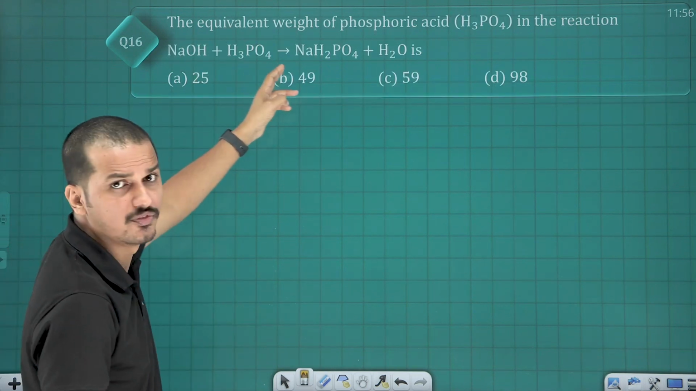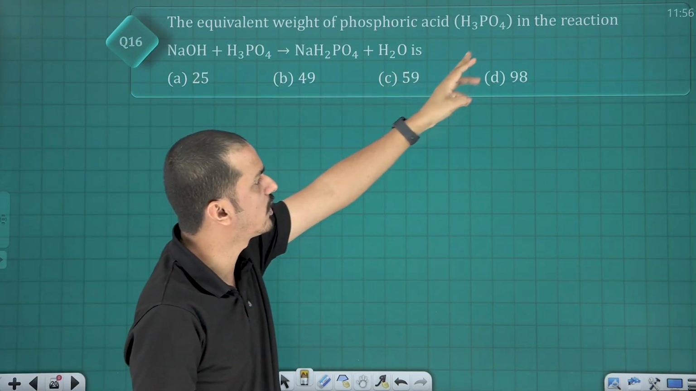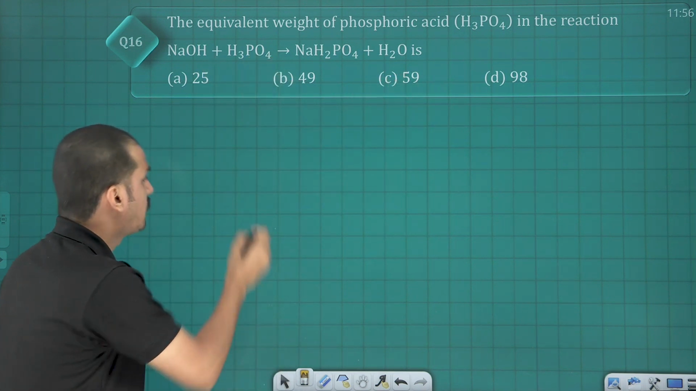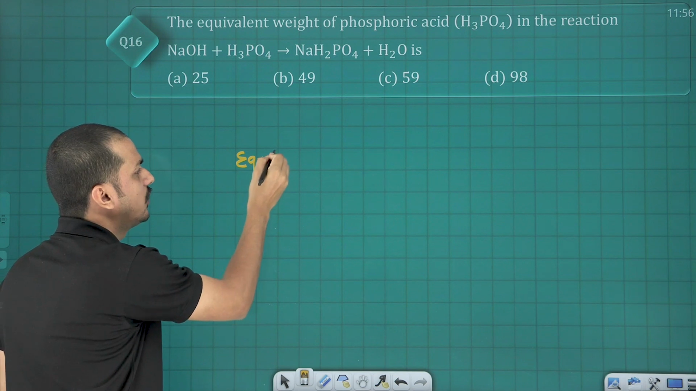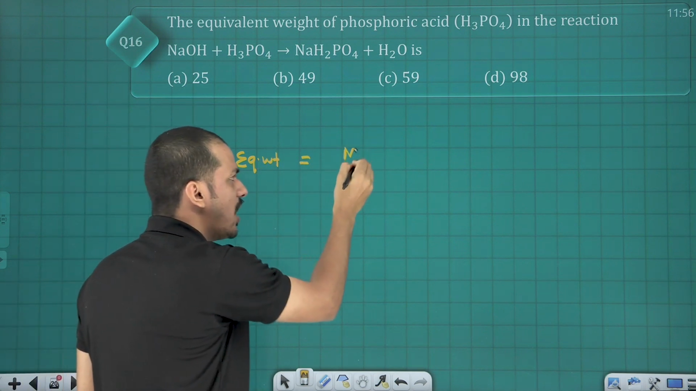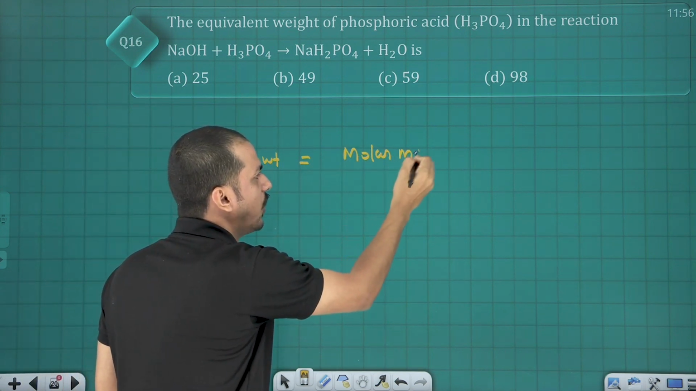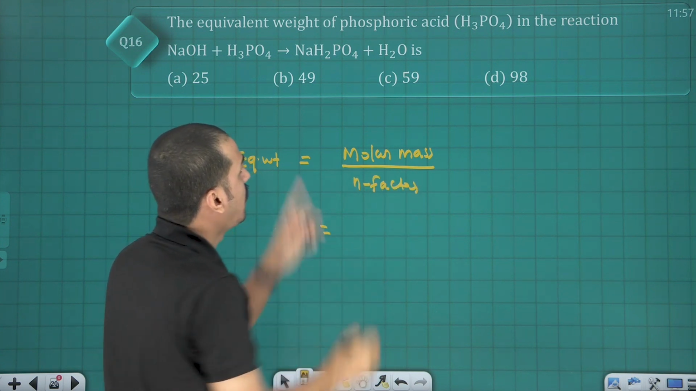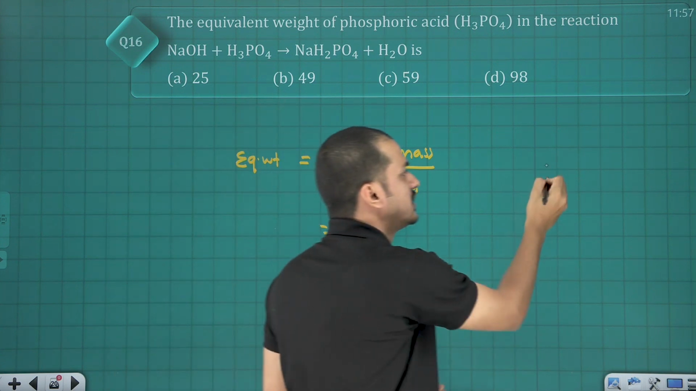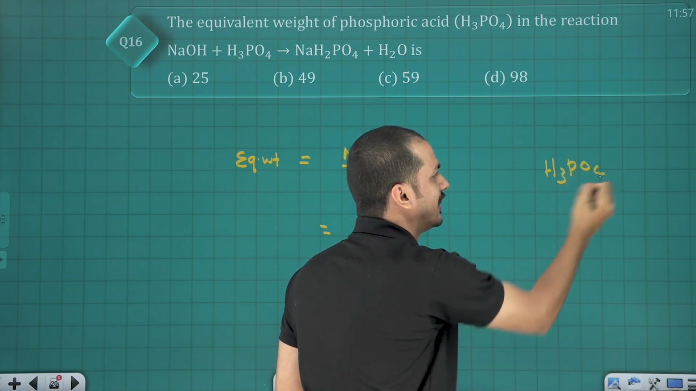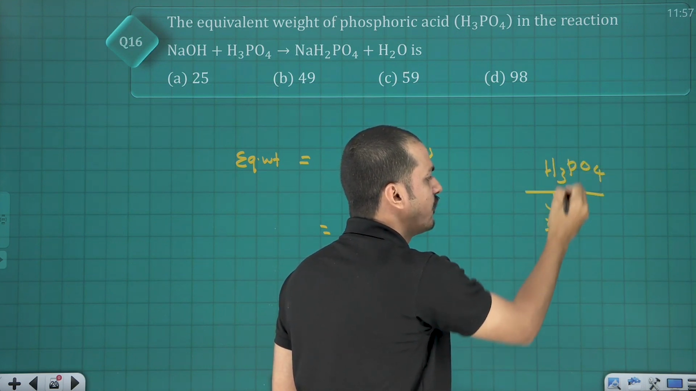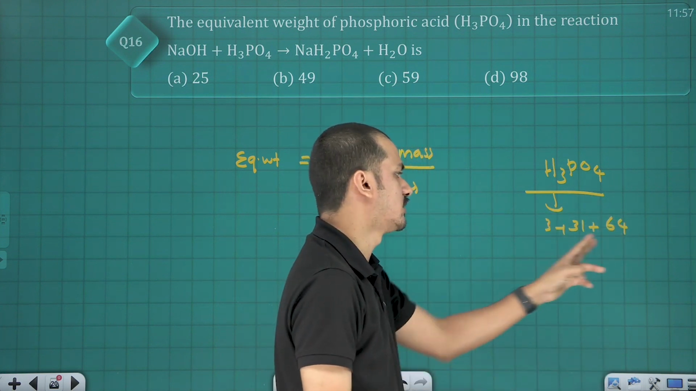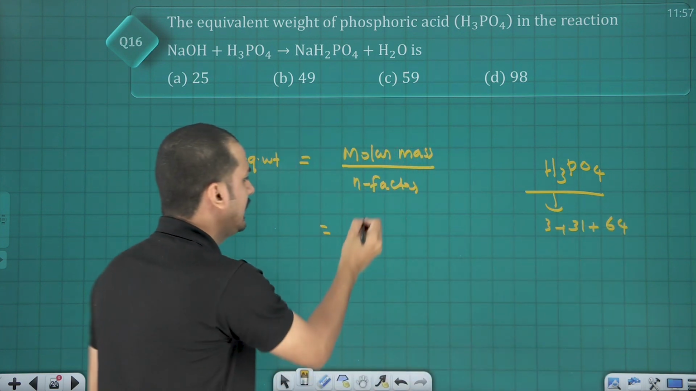The equivalent weight of phosphoric acid, H3PO4, in the reaction. They gave one reaction and are asking for the equivalent weight. What's the formula? Equivalent weight is equal to molar mass divided by N factor. The molar mass of H3PO4 is 98: hydrogen 3, phosphorus 31, and 4 oxygens 64. So 64 plus 31 plus 3 gives 98.